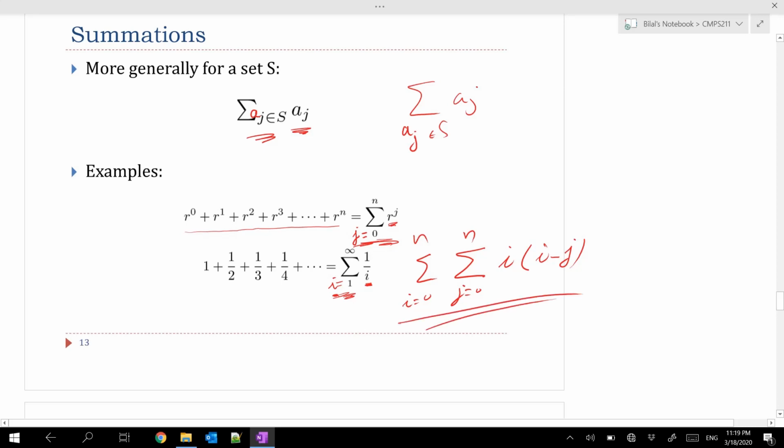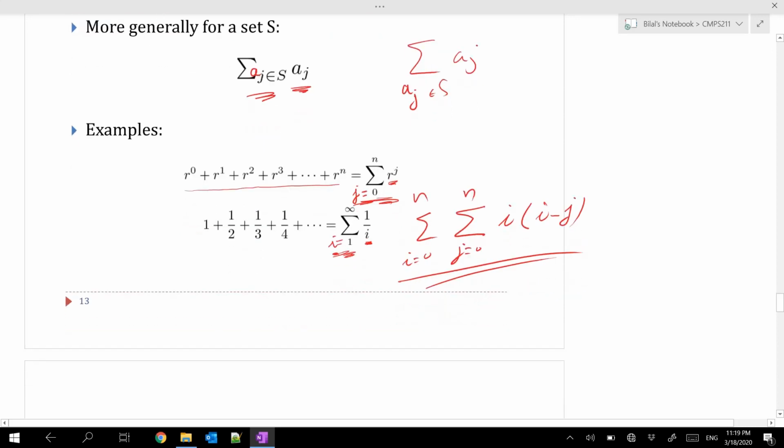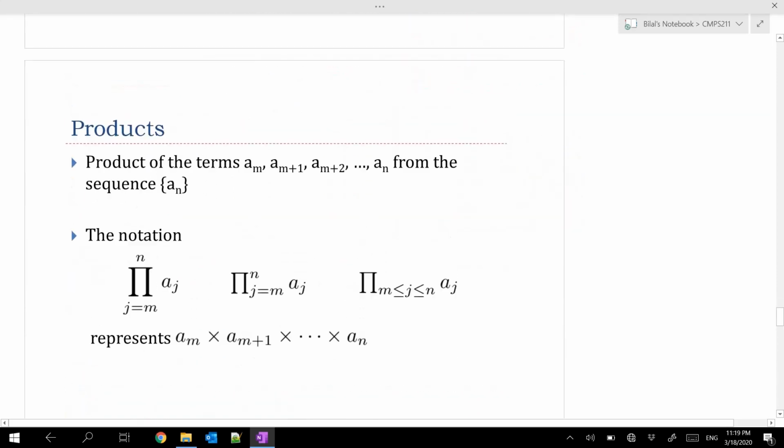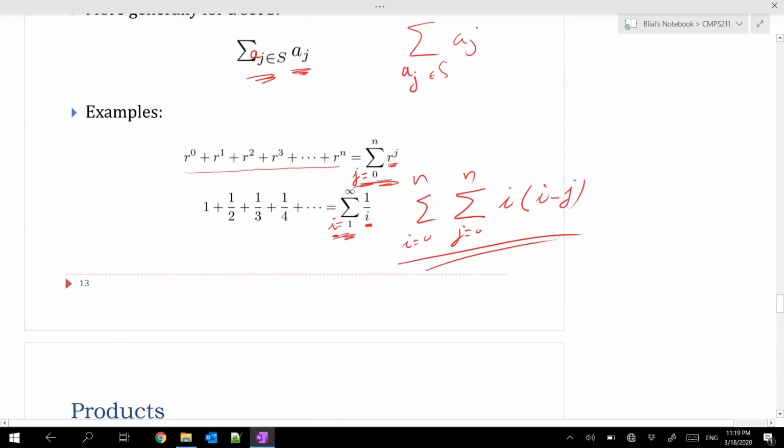So we can have something like this, and it's really good to have an idea about which index you are using in your summation. Good. And this is particularly useful when you want to talk about nested loops in programming. Okay, we will get back to this later on.